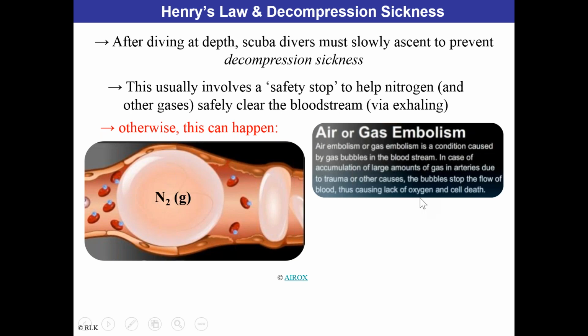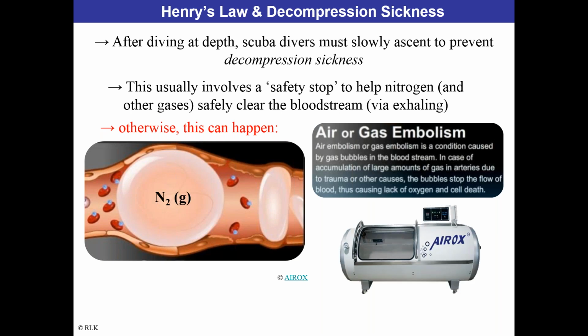Usually, this is called an air gas embolism, meaning that it's a condition caused by gas bubbles in the bloodstream. And if it accumulates in large amounts in the arteries, then the bubbles can stop the flow of blood. You can clearly see how that can essentially blockade the red blood cell communication of oxygen, which it needs to get to the lungs and then therefore to the other parts of the body as well. But without oxygen, then you're going to have cell death.